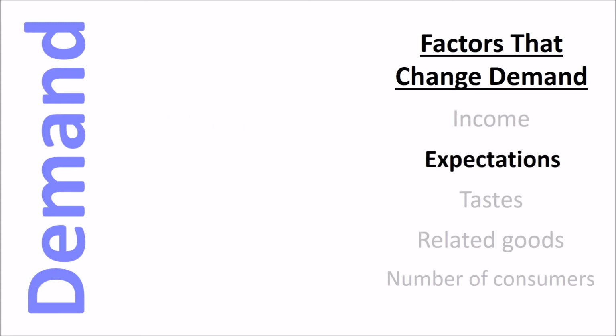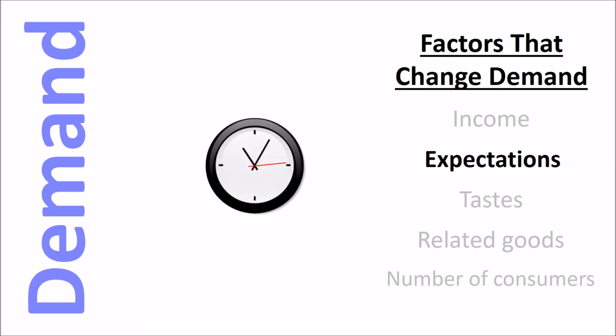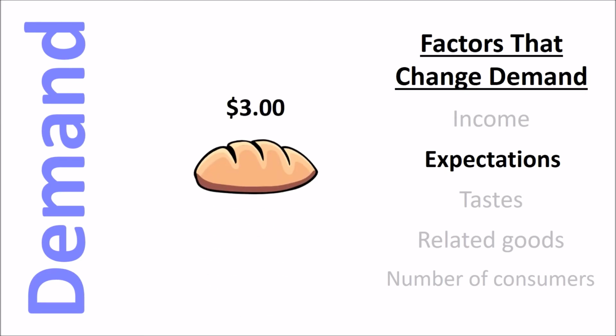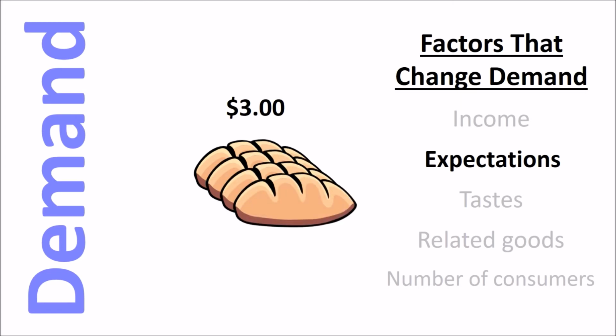A second factor changing demand is consumer expectations. This means that what you think will happen in the future can change your demand now. Let's say you go to the grocery store to buy bread, and you overhear a worker say that in a few days prices are going to increase. So you decide to buy extra bread today before the price changes. In other words, your expectation about the future changed your demand today.